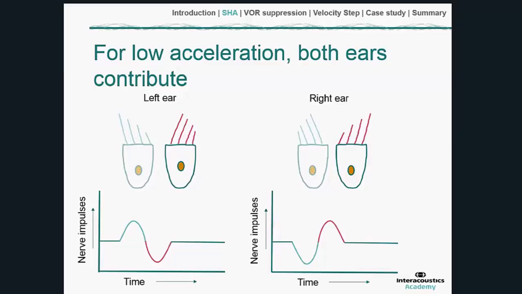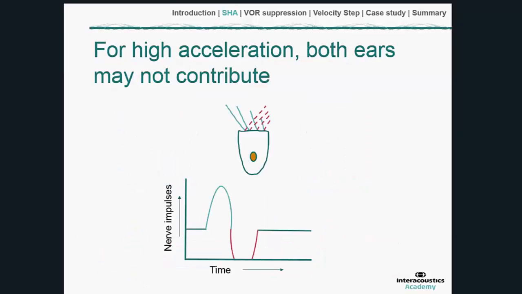Just as an aside, for a higher acceleration, and this is a very important concept when it comes to the video head impulse test, both ears may not contribute to the response at all times. So here we have, for instance, when the stereocilia are bent in the excitatory direction, we can have a large increase in firing, but in the scenario where they're bent in the inhibitory direction, there will be a baseline below which we can't go. And so that ear, in which this hair cell might reside, is prevented, if you like, from contributing any further to the response.